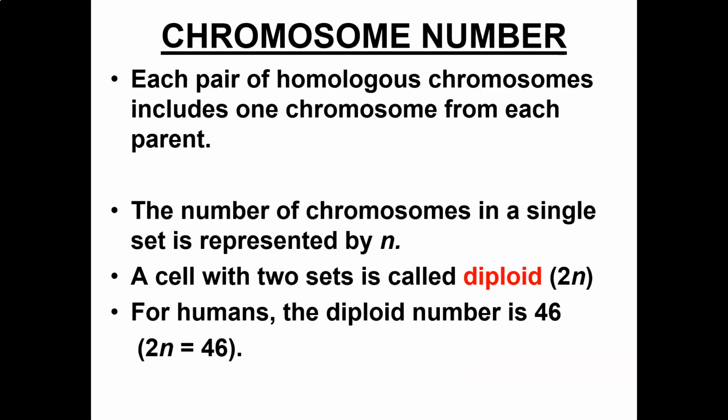Well, I don't see the other term, but if they have only half, so that would be the next slide. If they only have half the number of chromosomes, that's called haploid, and that's designated with an N. So there's haploid and diploid.